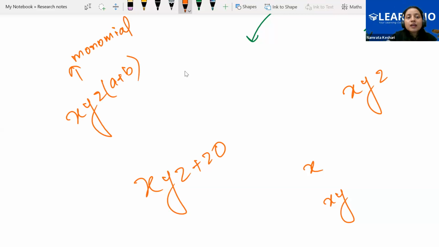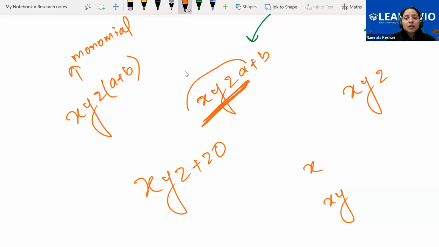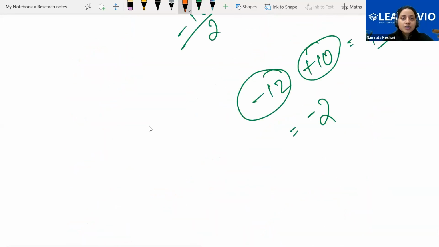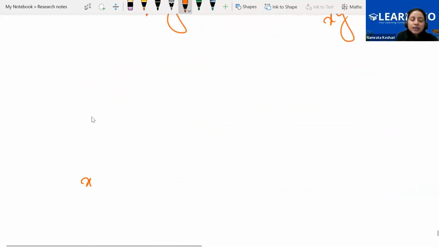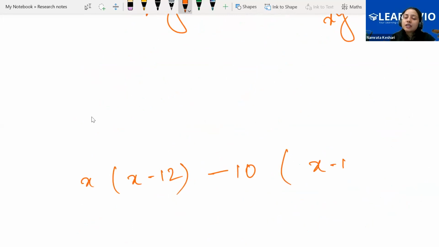Getting it? But when we write it without the bracket, it will be XYZ, A plus B. Now it became a binomial. This is one term, all multiplied together, all attached together, and this is another term. Two terms are there. The name is binomial. Am I making sense? Yes, ma'am. So the same concept we are using over here. We have taken x common. We have x minus 12 in the bracket. We have taken minus 10 common. We have x minus 12 in the bracket.